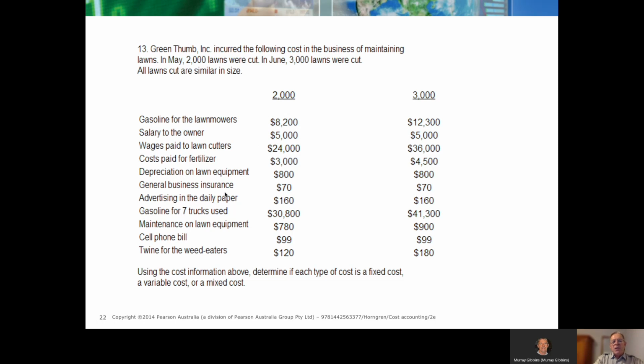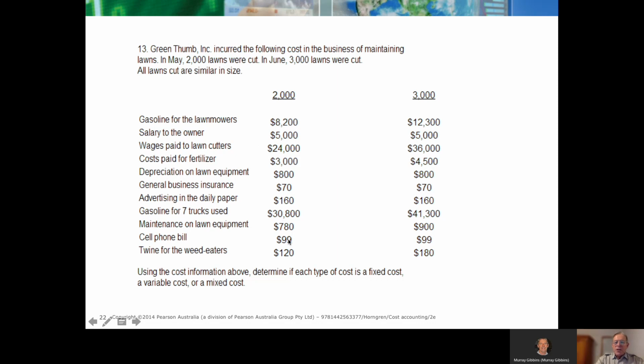We get a range of questions too when you get a level of activity. So here we've gathered some data for when we're mowing 2,000 lawns versus 3,000 lawns. And what we can see is it's very, very easy to see that if the cost didn't change as activity went up, then clearly the salary to the owner is a fixed fee. So anything that stays the same, depreciation on the lawnmower is a flat fee. It's not going to change, nor is the advertising cost.